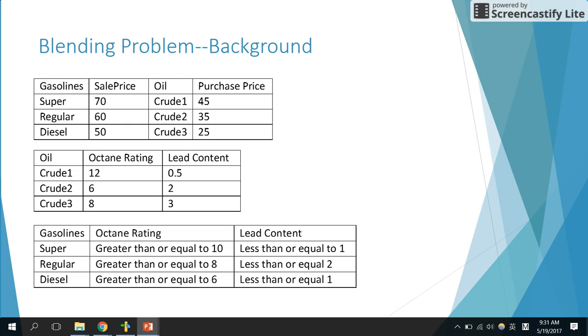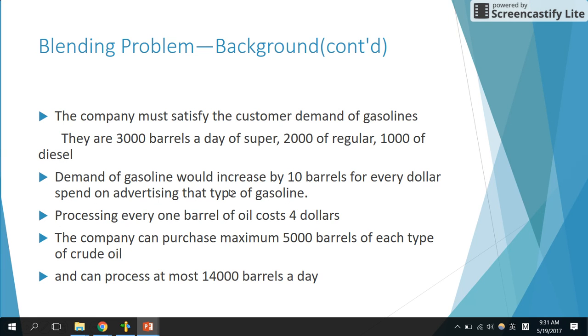A gasoline company produces three types of gasolines by using three types of crude oil. The crude oils have different octane ratings and lead content, and the different types of gasolines require different octane ratings and lead content. Also, the company must satisfy the customers' demand for gasolines. There are 3,000 barrels a day of super, 2,000 of regular, and 1,000 of diesel.